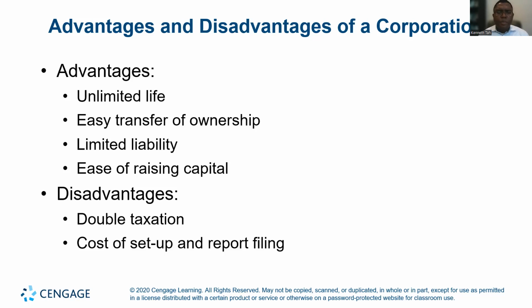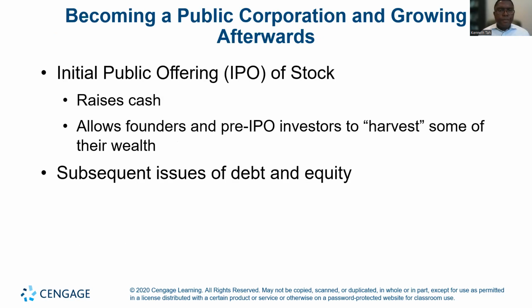Another disadvantage of a corporation is the cost of setup and report filing. It's a high cost of setup. To be incorporated, there are a lot of costs incurred. The company needs to hire an investment bank, so they need to pay a commission. They need to hire accountants. They might need to hire lawyers to help with the incorporation process. A lot of paperwork is required: the charter, the bylaws. So all of that makes a huge cost to incorporate a business.